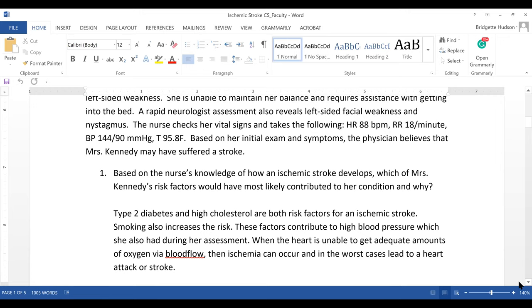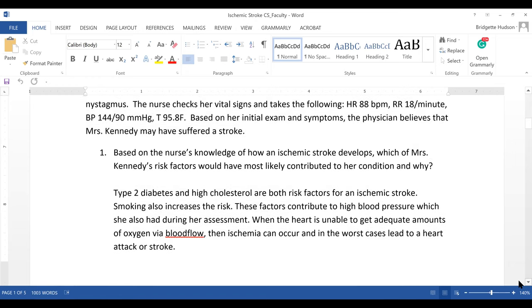So when the heart's unable to get adequate amounts of oxygen and blood flow, then ischemia, remember those three I's I talked about, injury, ischemia, infarct, that can happen. And it can make the situation worse and lead to a heart attack or stroke. And we're talking about this decreased blood flow from the clogged arteries or vessels, because when you have high cholesterol, it's everywhere. It's in the veins, in the vessels, in the arteries as well.